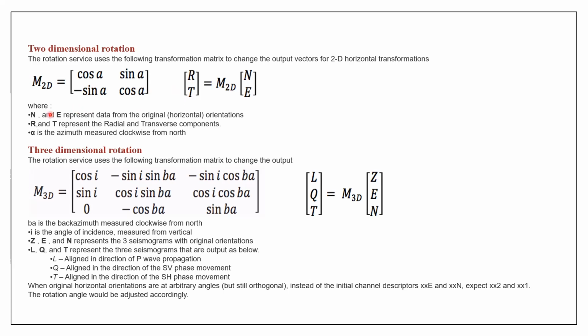And if you would like to do the further rotation into LQT component, then this is the transfer matrix you would like to use, where you have BA as the back azimuth, and I is the incident angle. The back azimuth is almost always provided with the data, but this incident angle you will have to find out by some means. There are methods to compute the incident angle.